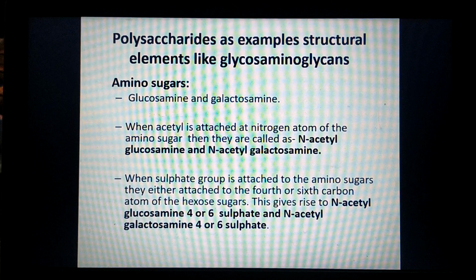So this is the explanation. When amino group and acetyl group is attached to the glucose, it is called as N-acetyl glucosamine, and when these two groups are attached to the galactose, it is called as galactosamine. Along with this, sometimes sulfate group is also attached to the sixth carbon or fourth carbon of glucosamine, then they are called as N-acetyl glucosamine 4-sulfate or 6-sulfate. Similarly, when the sulfate group is attached to the fourth carbon or sixth carbon of N-acetyl galactosamine, then they are called as N-acetyl galactosamine 4-sulfate or 6-sulfate.